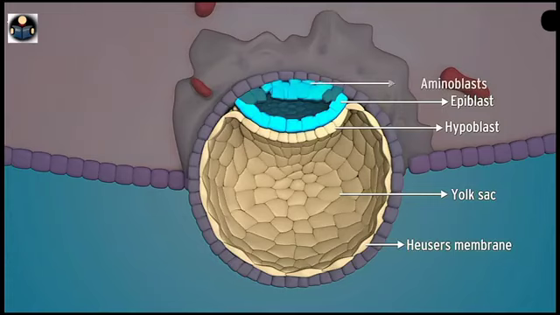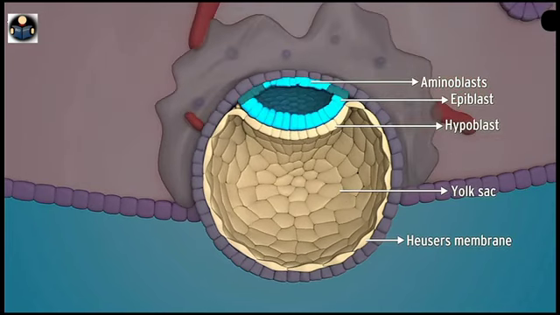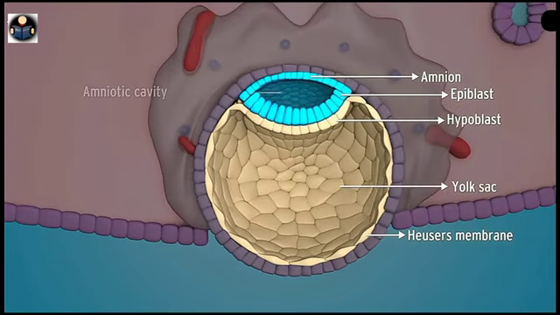Soon, amnioblasts of the epiblast separate from the epiblast and form an upper single layer of cells continuous with the cytotrophoblast to form the amnion. The amnion separates from the lower cells of the pluripotent epiblast. Because of this separation, an amniotic cavity is formed.